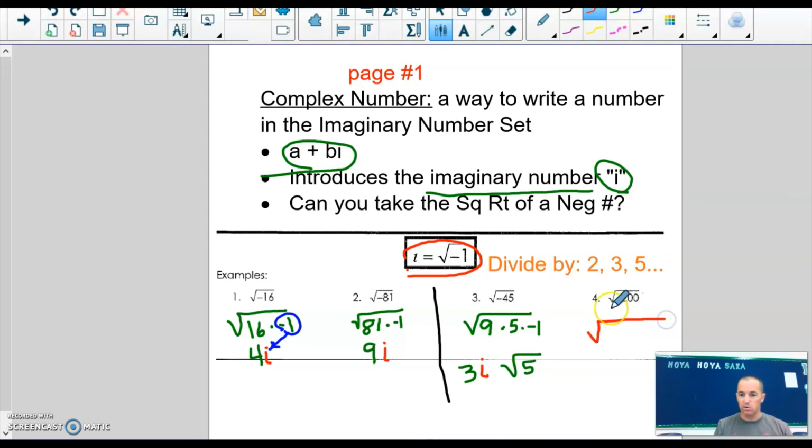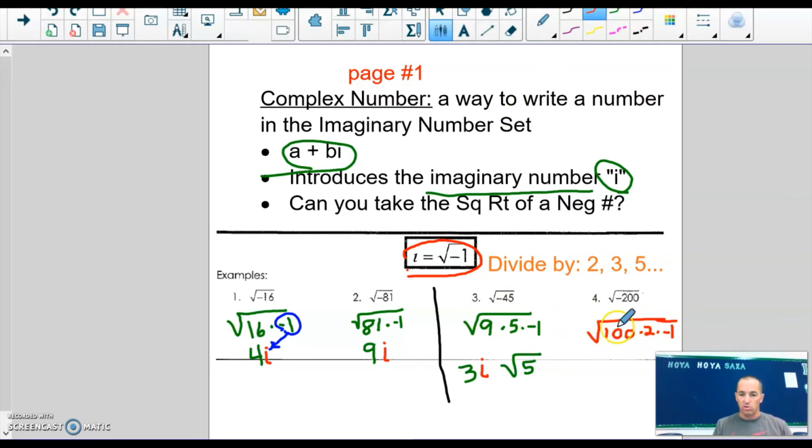All right, I guess we're using red. Square root of negative 200. So 200 divided by 2. Anybody know what that is? That is 100. What do you notice about 100? That is a perfect square. So 100 times 2 times negative 1. Remember that the negative 1 is a very important component to this problem.